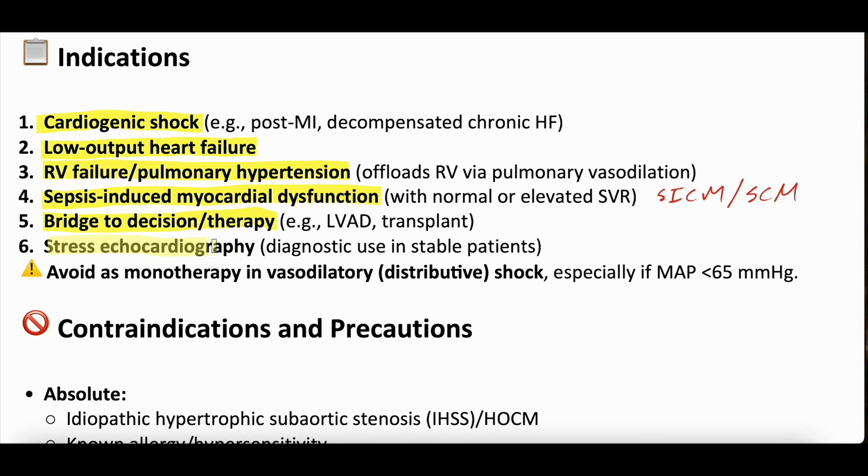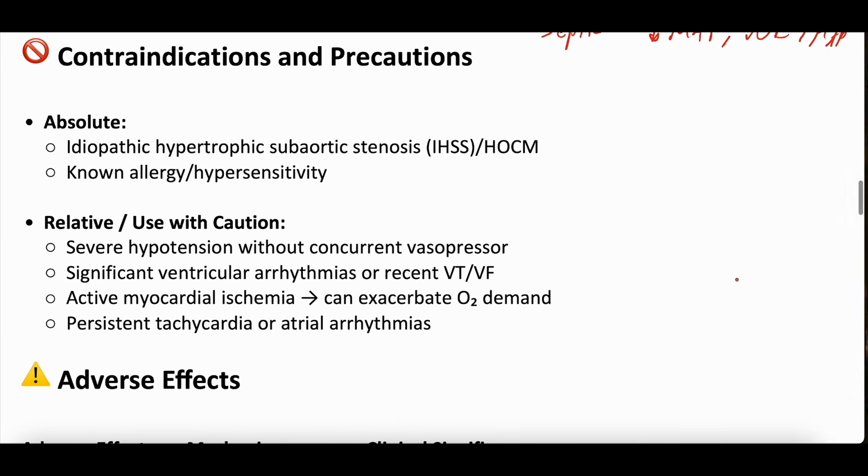Sometimes you can give it for stress echocardiography to stress the heart, to try to diagnose a patient with some type of coronary ischemia. And then in patients who are vasodilatory, they're in distributive shock, you have to be really careful with this. So if a patient is septic, you don't just want to start them on dobutamine to increase their cardiac output, because this will actually decrease their blood pressure and their MAP. Most of these patients need norepinephrine to increase their MAP, and then if they have low cardiac output because they have something like sepsis-induced cardiomyopathy, you can sometimes give them dobutamine as an adjunct to try to increase that cardiac output.